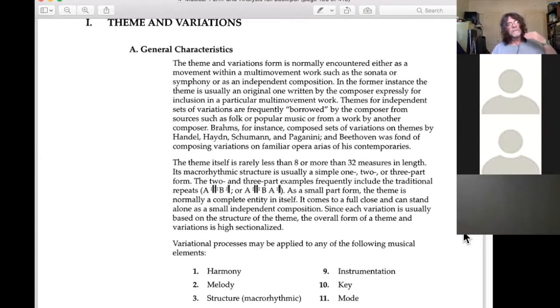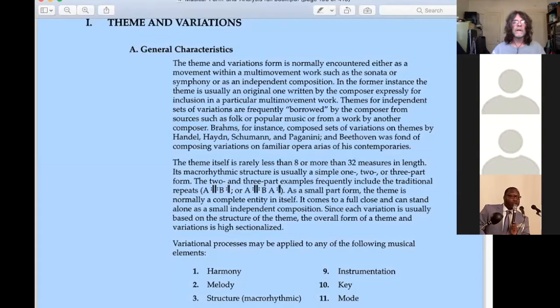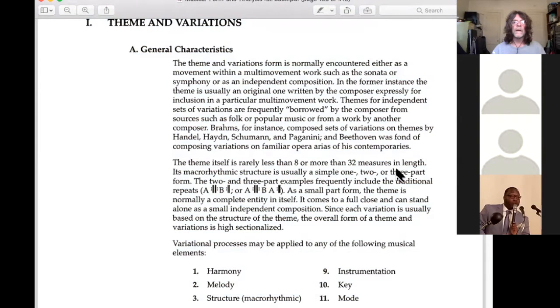The theme is rarely less than about 8 measures. This is right here, by the way, in this paragraph. The theme is rarely less than 8 measures and usually not more than 32, although you will find some that are longer. The theme is normally a complete entity, all right? In other words, just the plain theme can be taken out of the theme and variation and just played as a short little piece.